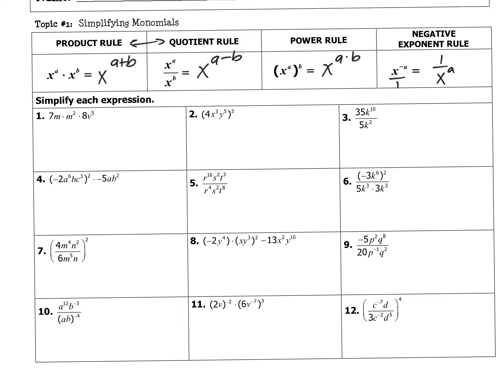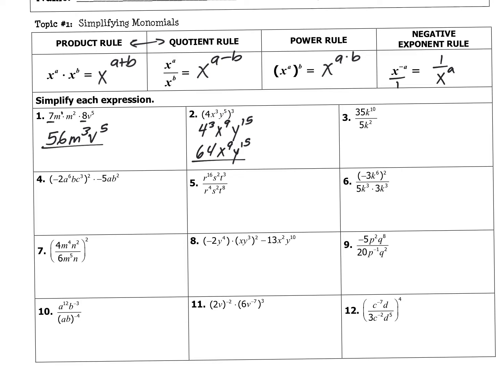Number 1, this is the product rule. And product rule, you multiply the coefficients just like normal. 7 times 8 is 56. M to the first times M to the second is M to the third and V to the fifth. That just gets multiplied, but it didn't have anything to combine with. All right. Number 2, power rule. So this is like 4 to the third power, x to the 3 times 3, which is 9, and y to the 5 times 3, which is y to the 15th. And 4 to the third power is 64.